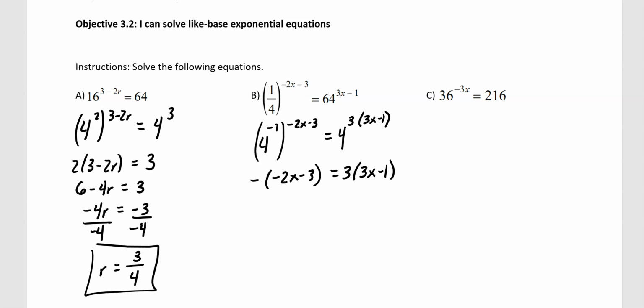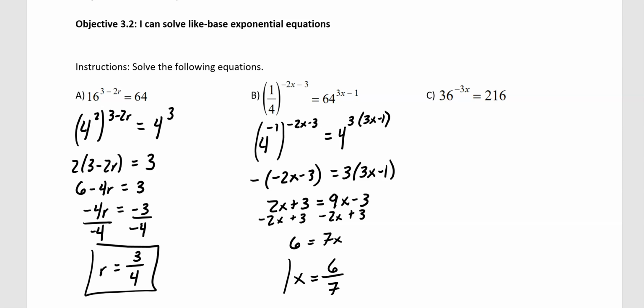So the opposite of negatives, that'd be positive 2x plus 3 equals 9x minus 3. Let's see here. I can add 3 to both sides. I'm going to subtract 2x from both sides. So I'll end up with 6 equals 7x. When I divide by 7, I find that x equals 6 over 7. Lovely. All right, looking at letter C.